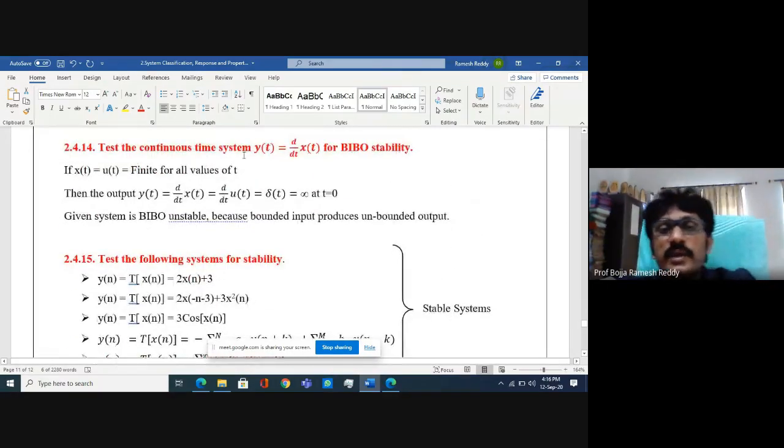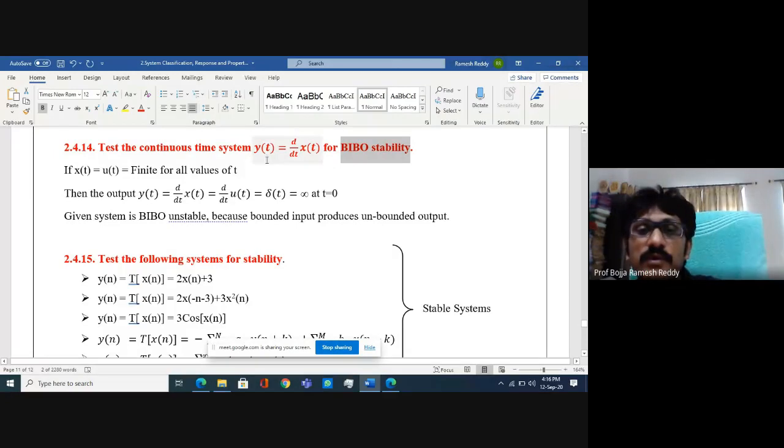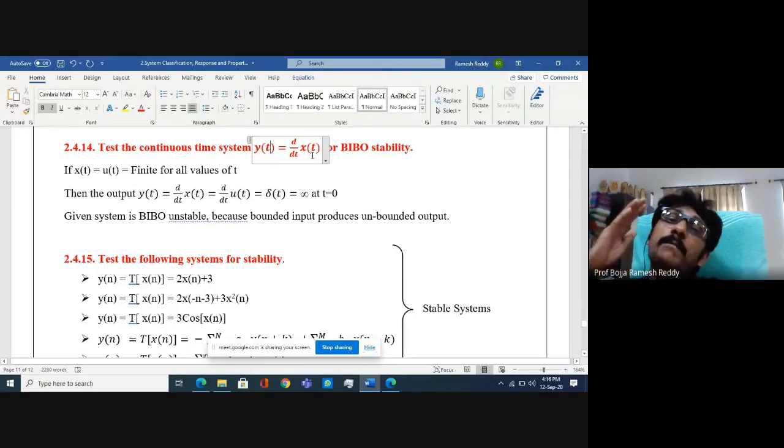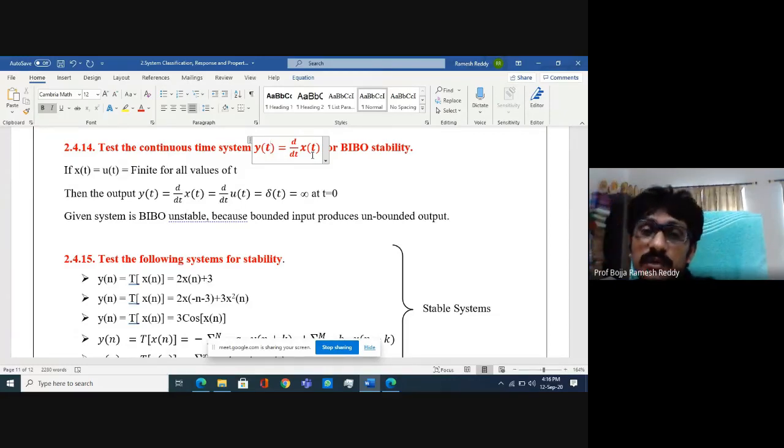Next, test the continuous time system y of t equal to d by dt of x of t for BIBO stability. What is BIBO? Bounded input, bounded output stability. We have to test the system for BIBO stability. This is a continuous time domain system, actually a differentiator: y of t equal to d by dt of x of t. What is BIBO stability? Apply a bounded signal as input to the system and observe the output.